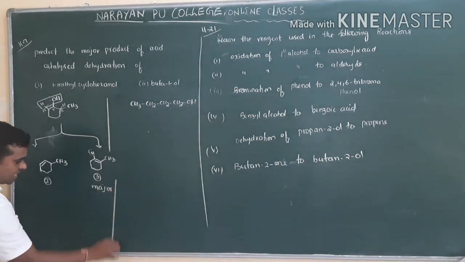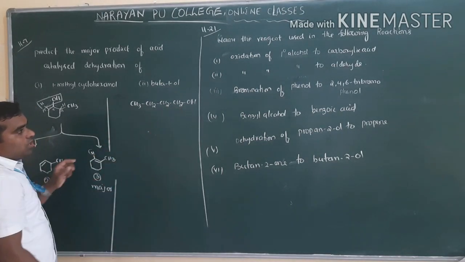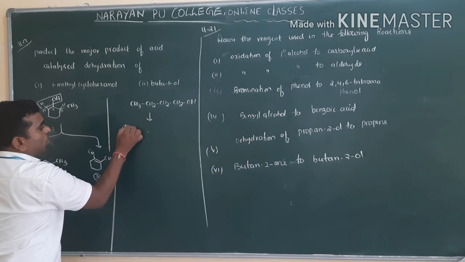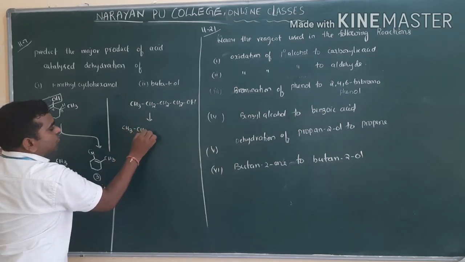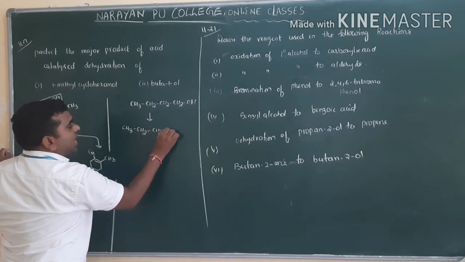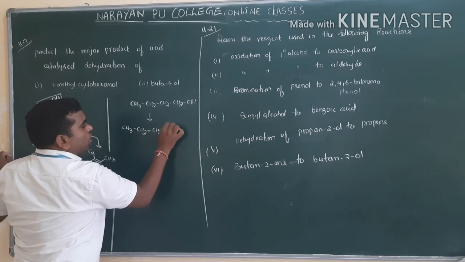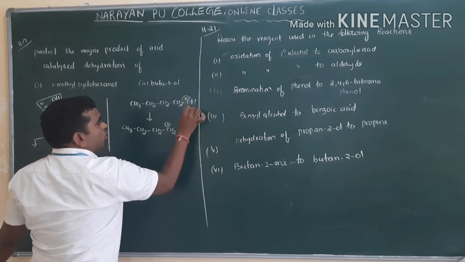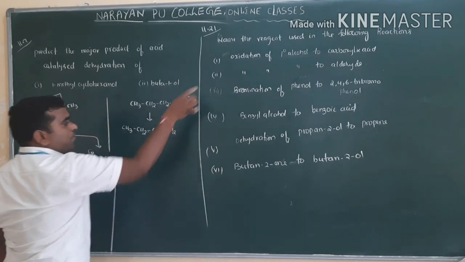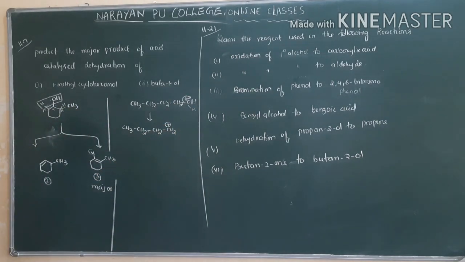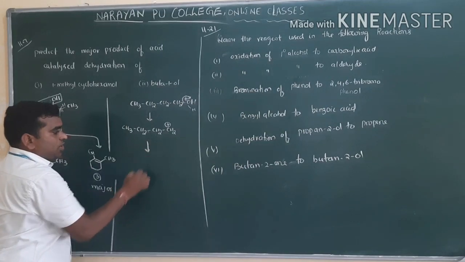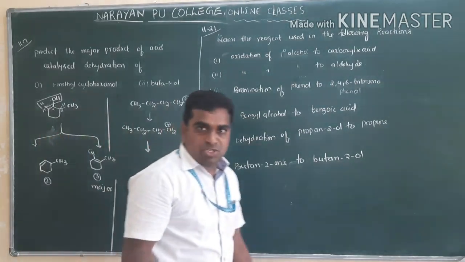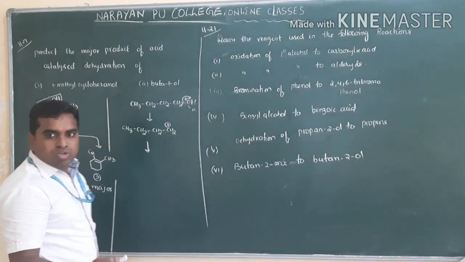Come to the second one. You know what the major product is here. First of all, you know what the intermediate formed in the dehydration is. First, protonation: H will be added to the OH. In the second step, a carbocation will be formed. Clear?